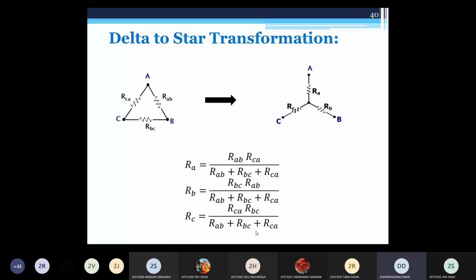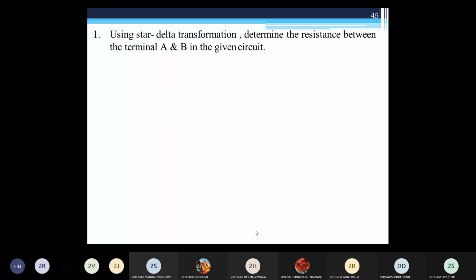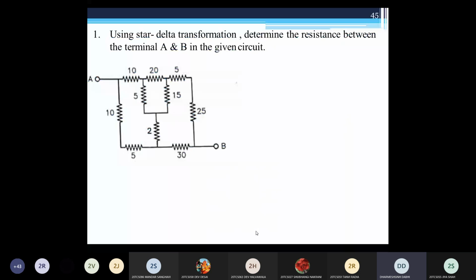Yes, sir. Okay, so let's calculate an example so you can understand how to reduce star to delta or delta to star during the reduction of circuits. So let's start the first example. Using star delta transformation, determine the resistance between terminals A and B in the given circuit.